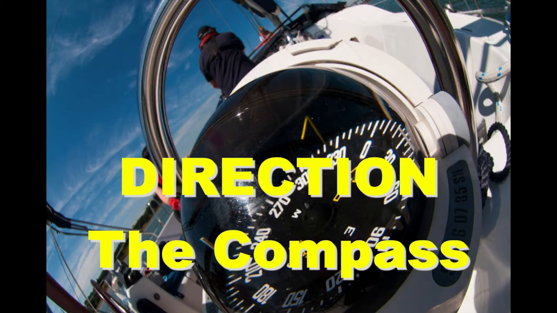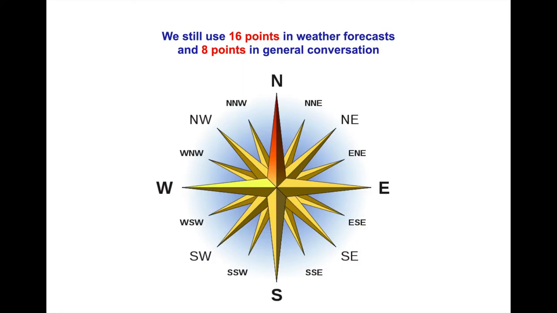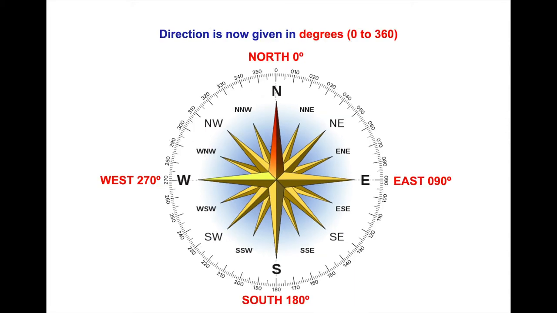Direction, the ship's compass. We steer our vessel using the ship's compass, which is an integral part of navigation. The compass notation we use is the north, east, south, west notation, with it broken up into the 16 points or the 8 points. Direction is now given in degrees, 0 to 360. So if we look at the diagram, north, 0 degrees, east, 090 degrees, south, 180 degrees, west, 270 degrees.